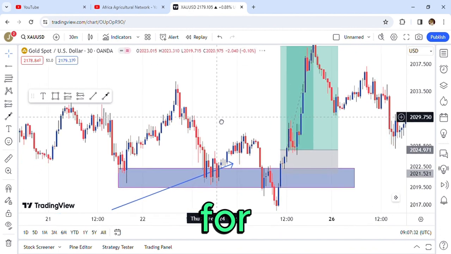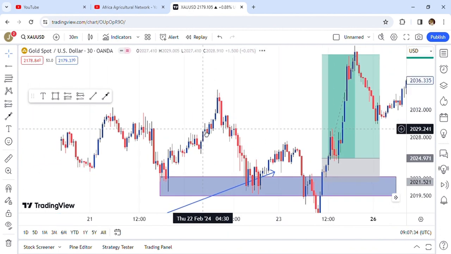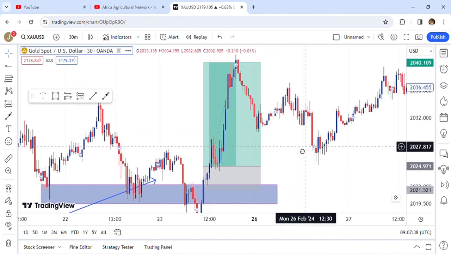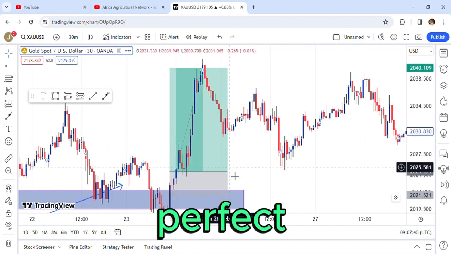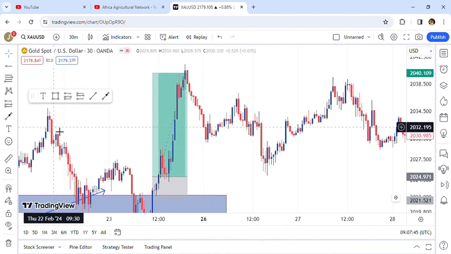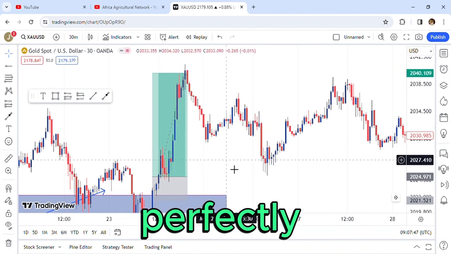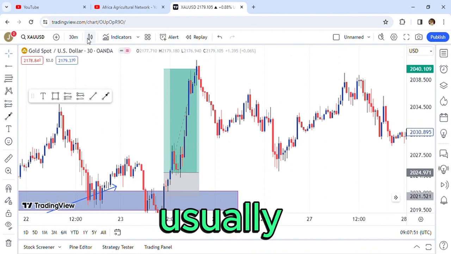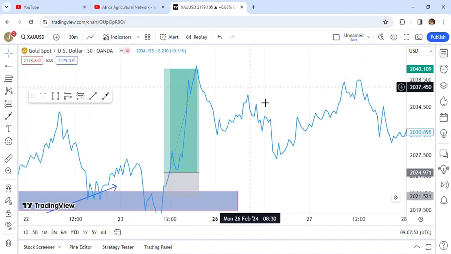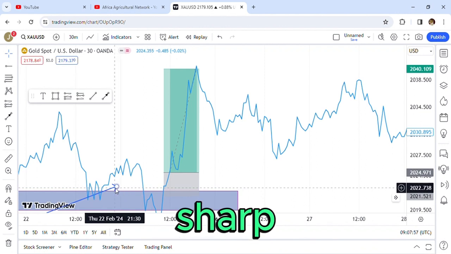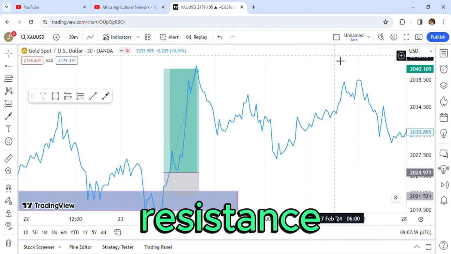Now let us look at the head and shoulder pattern. Sometimes they're not that perfect, but once you train your eyes to spot them, you'll be good to go. Now to perfectly pick out head and shoulder patterns, I usually turn on my line chart. Once I turn on my line chart, I always want to look for sharp corners of support and resistance.